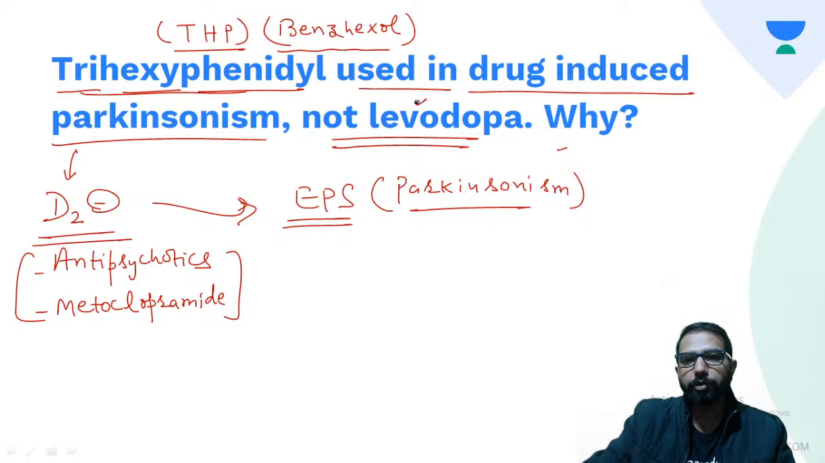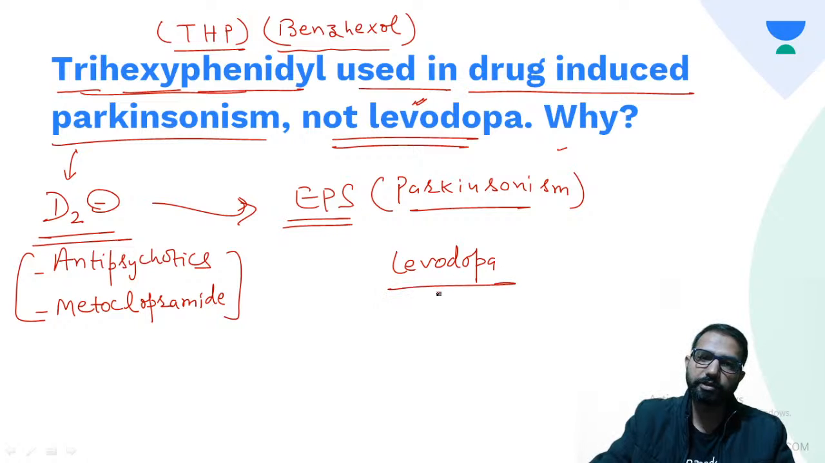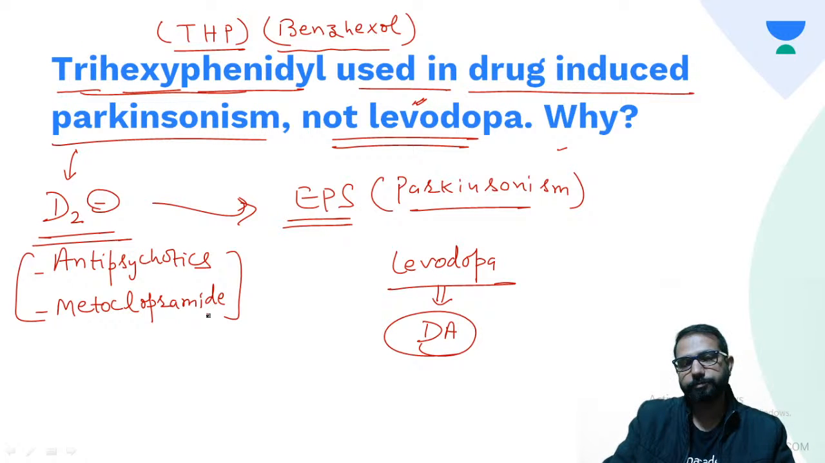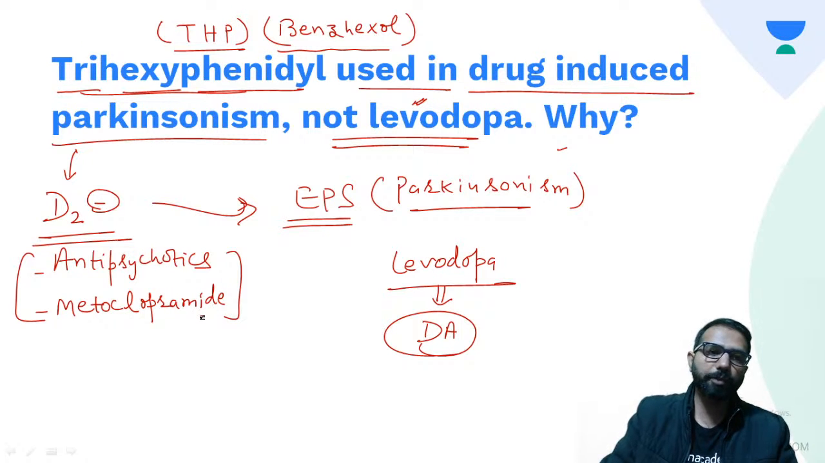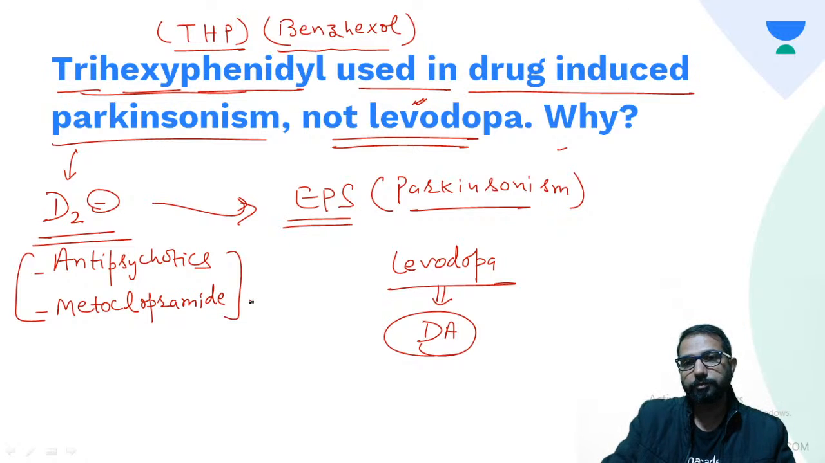Now if you give levodopa, what is levodopa? Levodopa is a dopamine precursor. Levodopa converts to dopamine. And where does this dopamine act? Dopamine acts on the dopamine receptor. If the dopamine receptor is already blocked, it will not be effective. We have to give a very high dose if we want to see the effect. We have to basically competitively inhibit this. What is THP? THP is an anticholinergic.